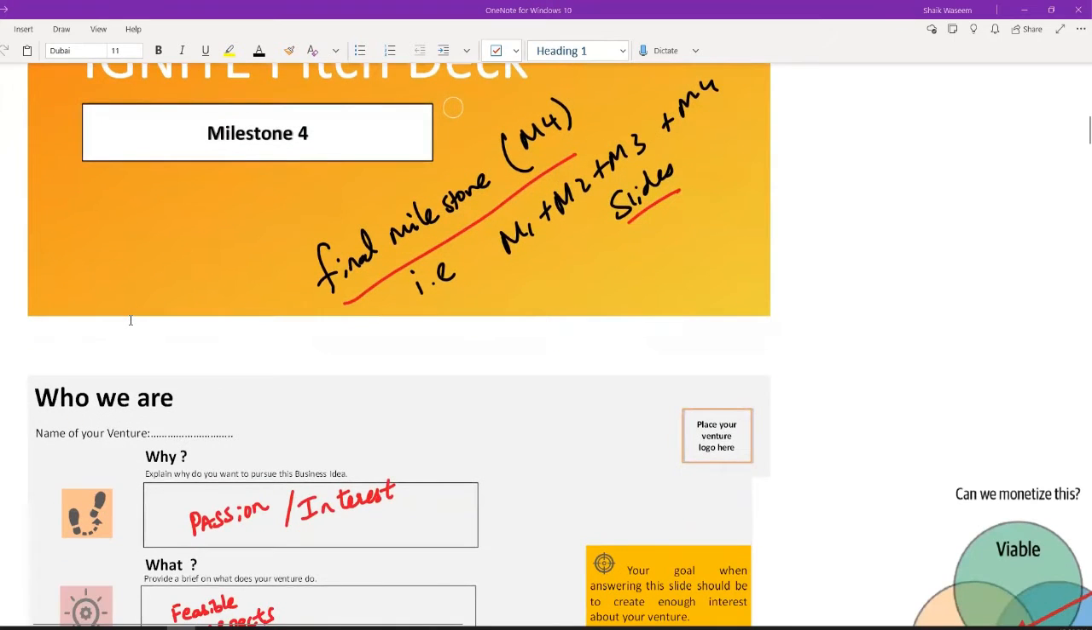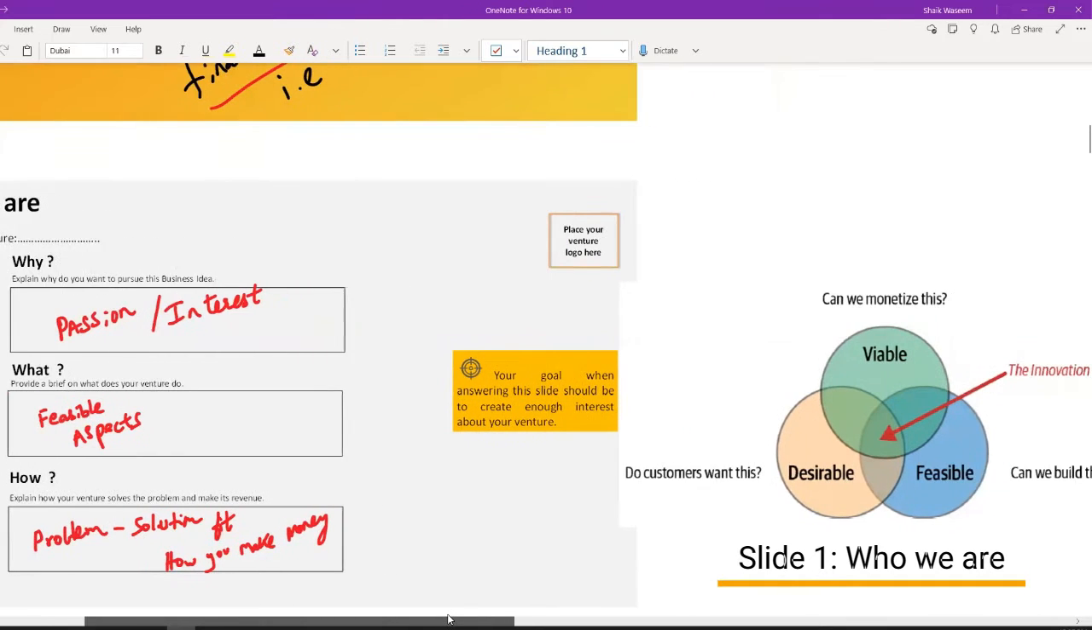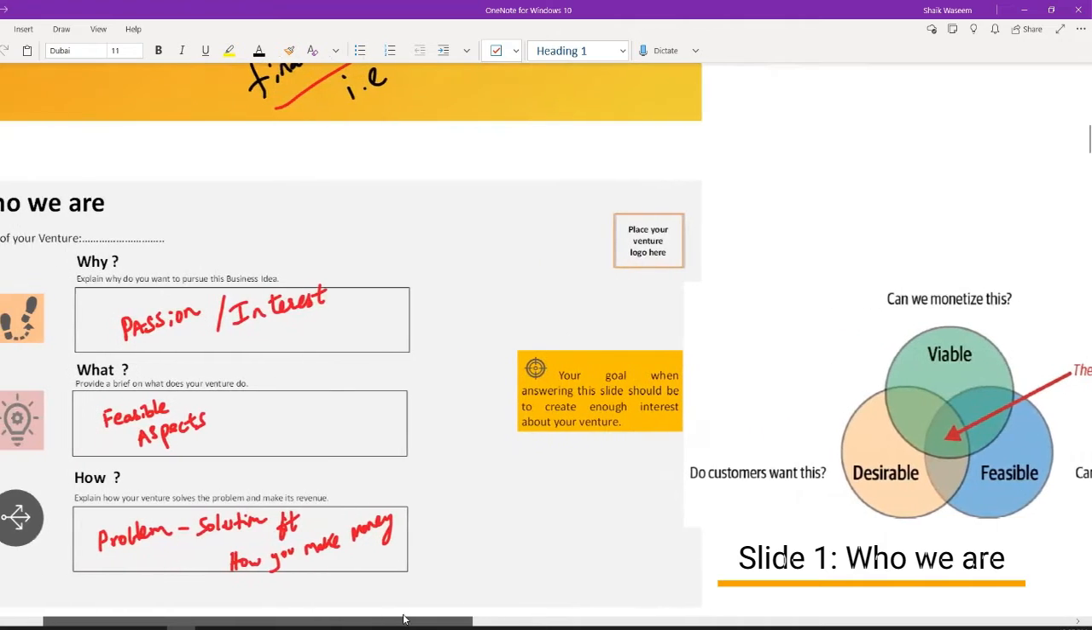To start with, let us go ahead with who we are. In this slide, we can see why, what, and how of the venture. This slide looks like a summary of the whole presentation. We can also refer to the innovation trinity, the desirable, feasible, and viable aspect of our venture before we work on this slide.